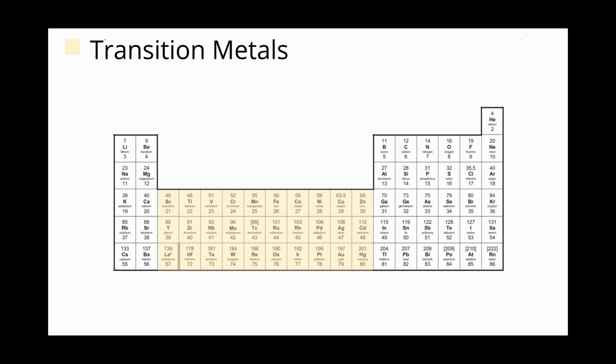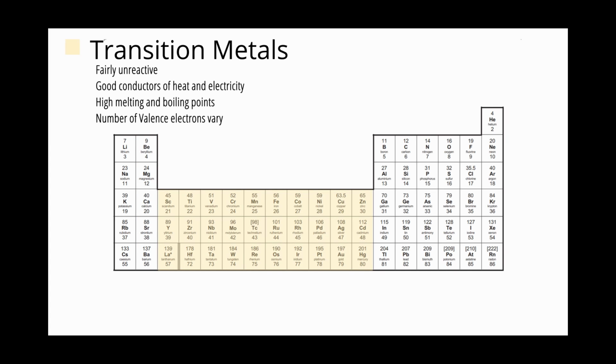The next group we're going to talk about, it's a very big group, are the transition metals. They're fairly unreactive, but they're very good conductors of heat and electricity. They have high melting and boiling points. Think of any metal you know, like iron. And the number of valence electrons they have vary.